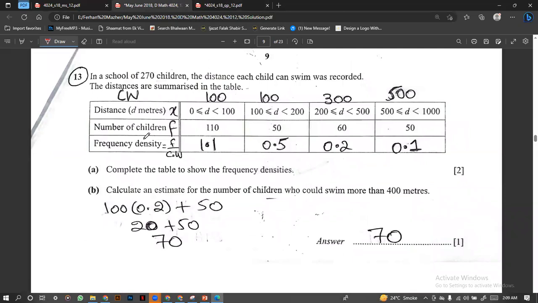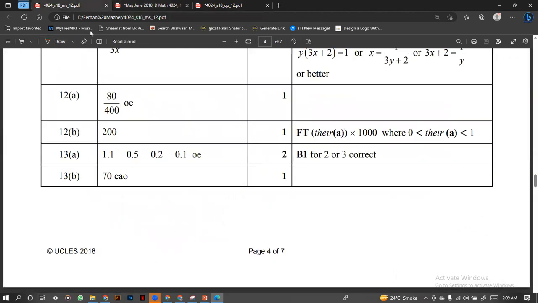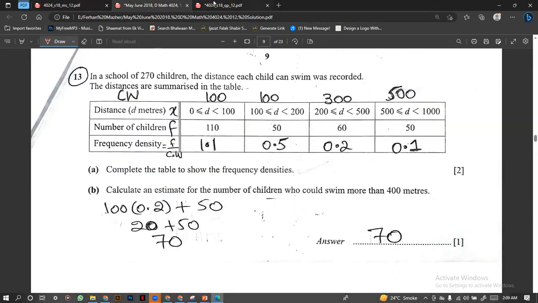The formula for the frequency density is frequency of the class divided by the class width. So the first frequency density is 1.1. The frequency density of the second class is 0.5. The frequency density of the third class is 0.2. And the fourth class, its frequency density will be 0.1. Okay, so the histogram is completed. So let's check the answer. It is 1.1, 0.5, 0.2, 0.1. So our answers are right.